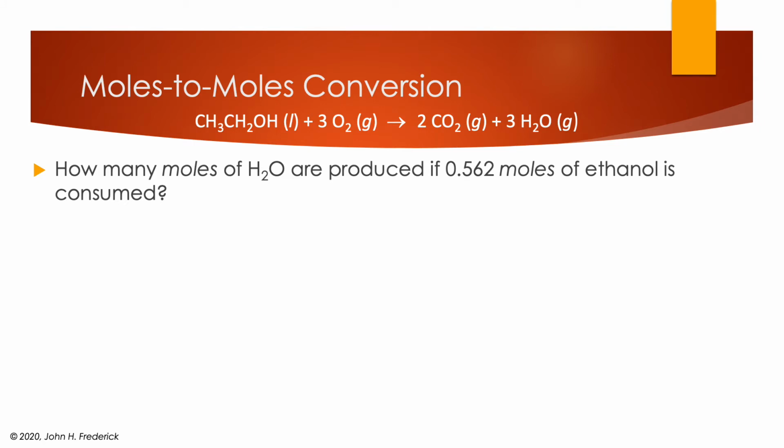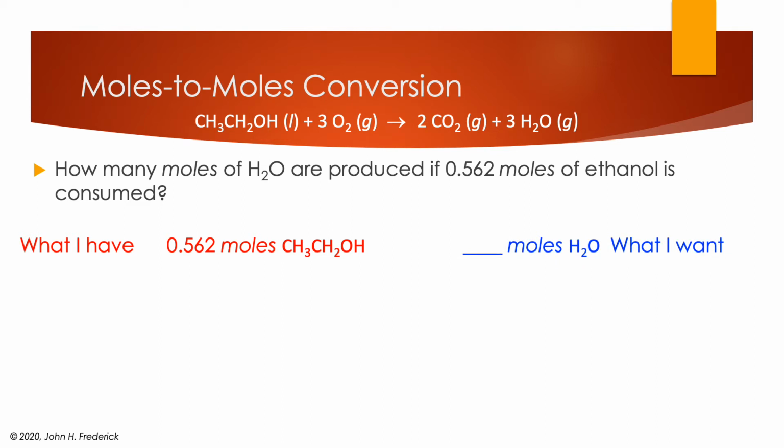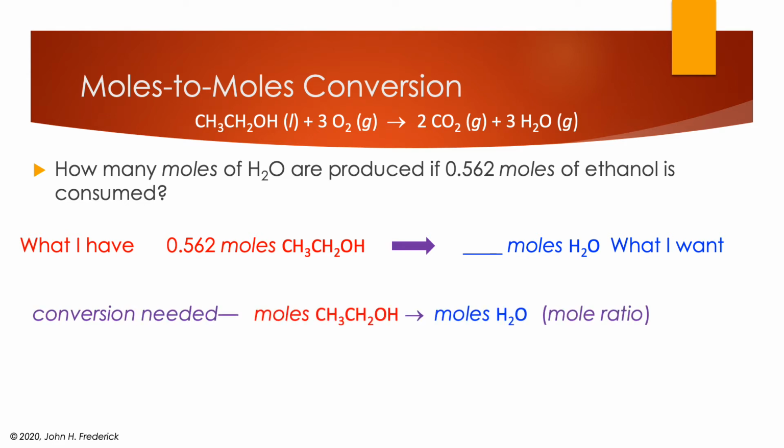So first we'll start with a moles to moles conversion, and the problem might be something like: how many moles of water are produced if a certain number of moles of ethanol, 0.562, is consumed? So in this case, what I have is the 0.562 moles of ethanol. What I want is the number of moles of water. So now the conversion factor that I need to get from one to the other is essentially the mole ratio. In order to go from moles of ethanol to moles of water, all I need is the mole ratio, which I can get from the balanced chemical equation listed up at the top.